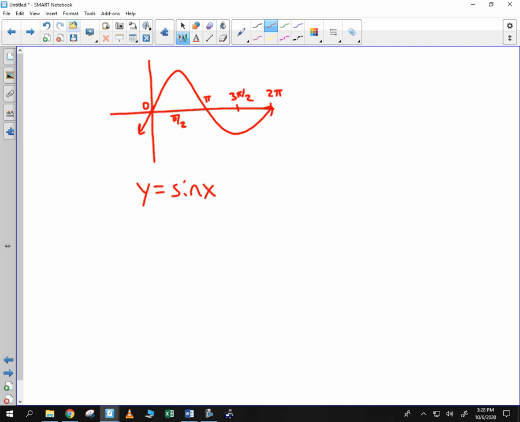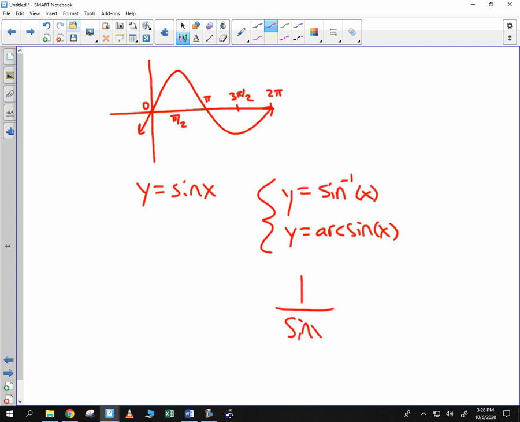Now I want to think about y is equal to this one. These mean the same thing, arc sine and sine inverse. It does not mean 1 over sine of x, okay? That's the same thing as cosecant of x. So just know what you're talking about in this situation. Sine inverse means that if you're given a value, what is the angle? So let me give you an example here.